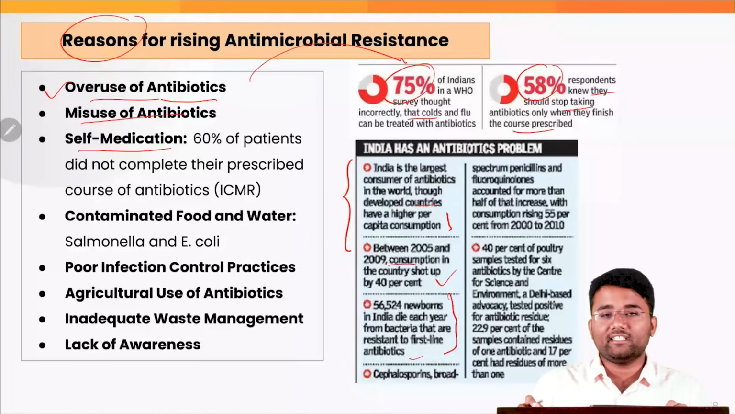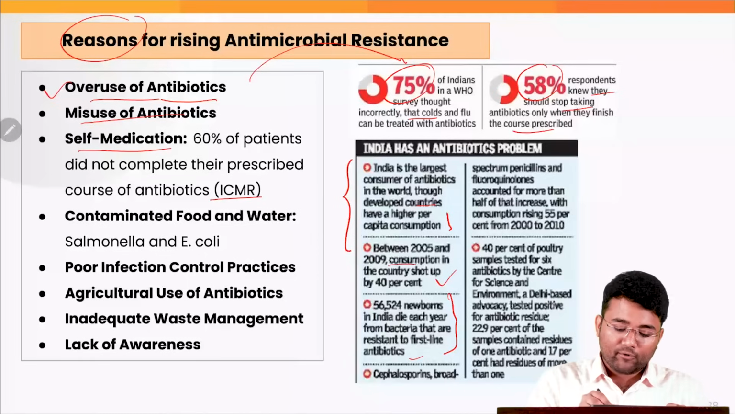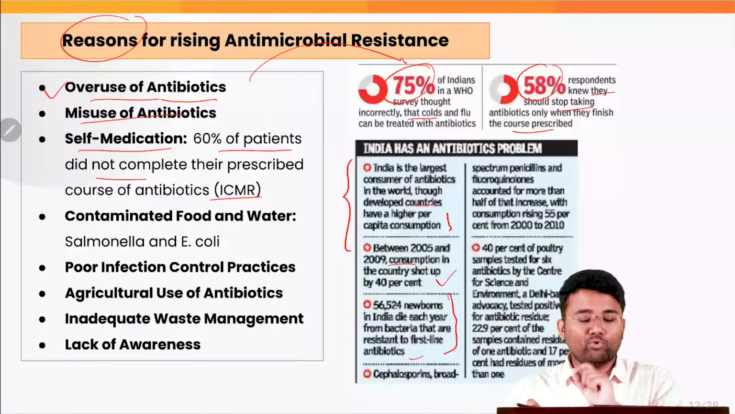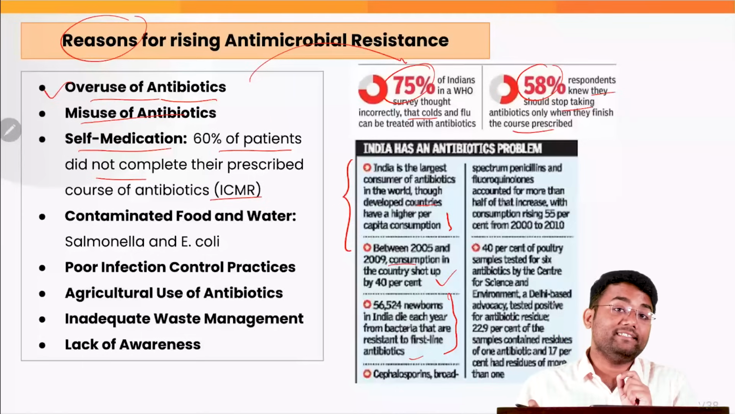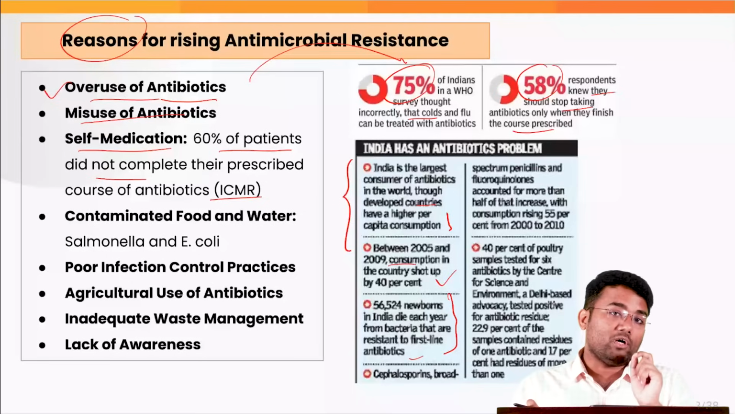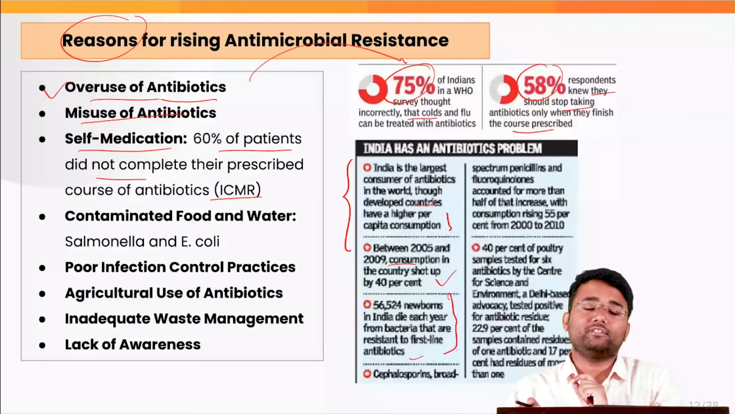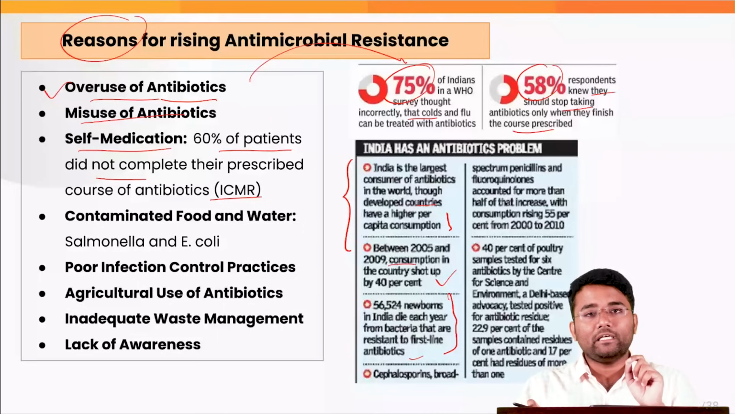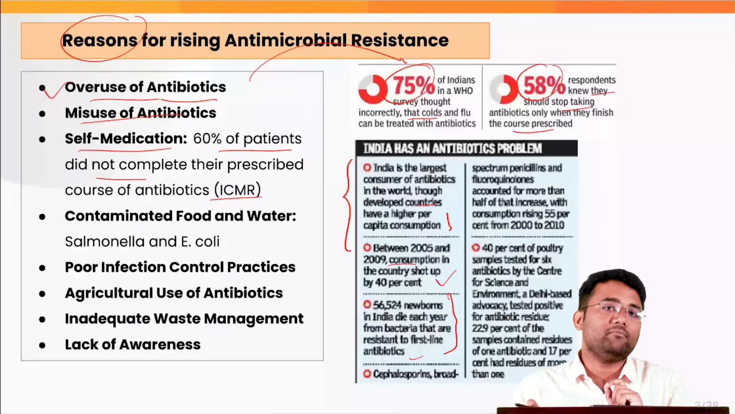Then the self-medication that people do. As per this data from ICMR, 60% of patients did not complete their prescribed course of antibiotics. And that is the reason that some major diseases like tuberculosis, which is caused by Mycobacterium tuberculosis, haven't been eradicated from India, because people do not complete their course of antibiotics.